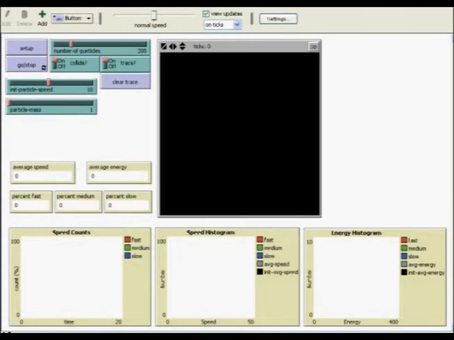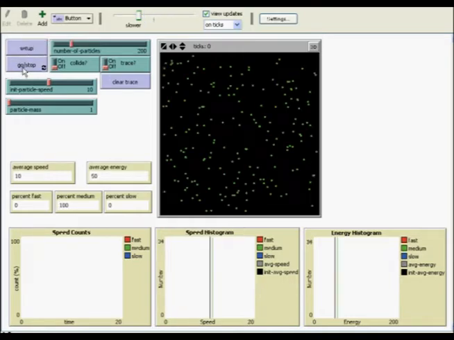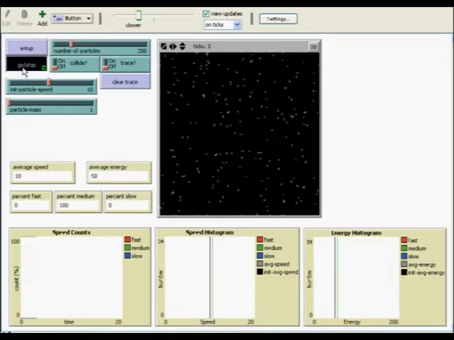First, let's see how collisions between molecules affect the distribution of kinetic energy in the gas. Let's first set up the simulation. We'll set the number of molecules to 200, and we'll leave their mass at 1. We'll begin with a moderate initial temperature, which gives us an initial speed of 10. We're going to turn tracking off for the moment, and we'll turn collisions off as well. Finally, we're going to slow things down a little bit so we can more easily see what's going on. Now we press setup, and we're ready to go.